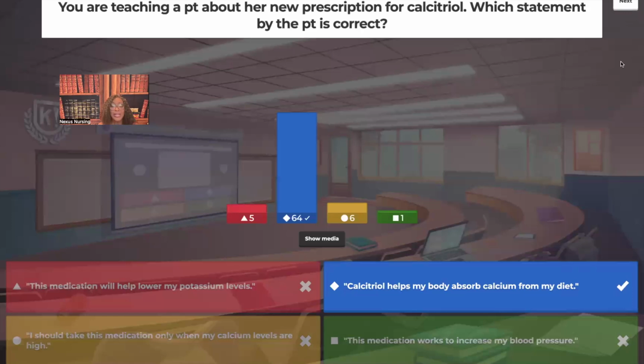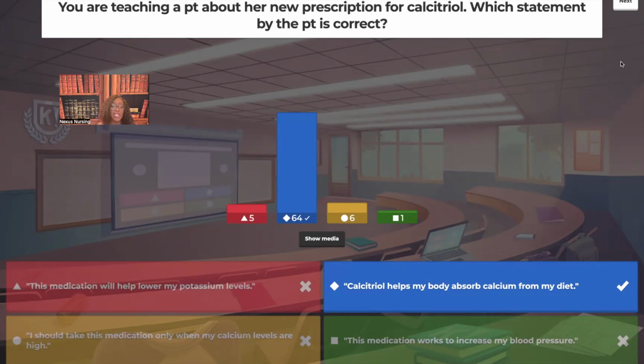Very good. Calcitriol helps my body absorb calcium from my diet. Guys, this medication is the active form of vitamin D. What does vitamin D do? It helps you absorb calcium. You can take as much calcium as you want. You want to make your bones strong, you're taking calcium, great. But if your body can't absorb that calcium, it's not going to do anything. It's not going anywhere. What do you need to absorb calcium? Vitamin D. Calcitriol is the active form of vitamin D, guys. Okay, it does not lower your potassium levels, so that's wrong. Look at the next option.